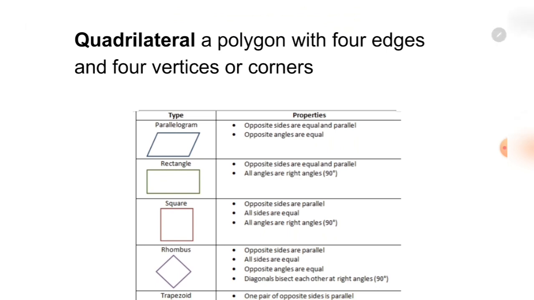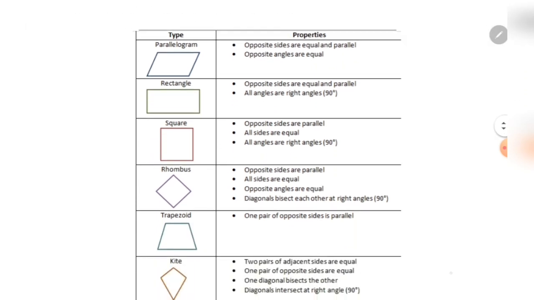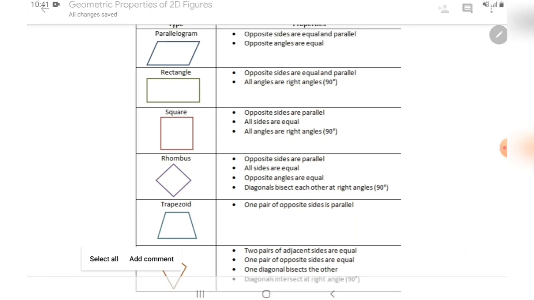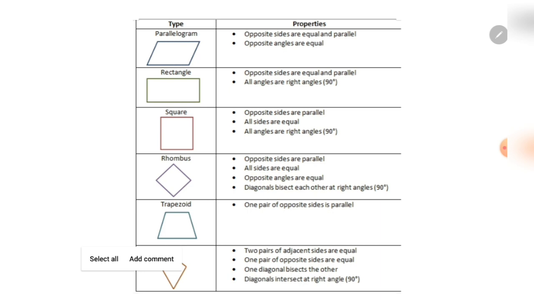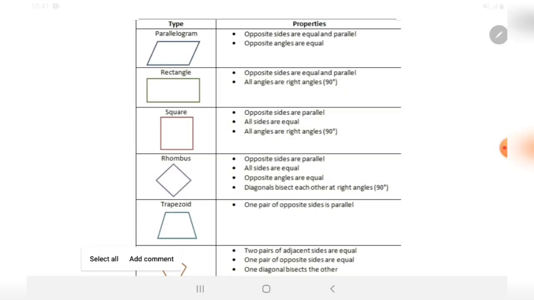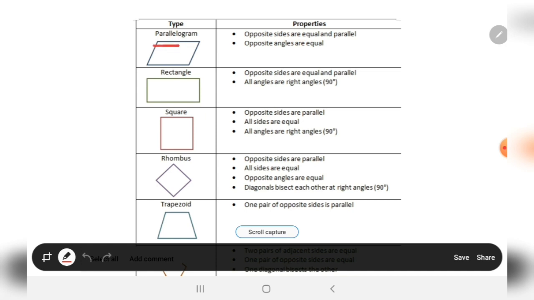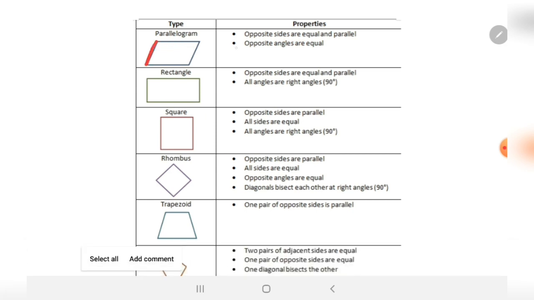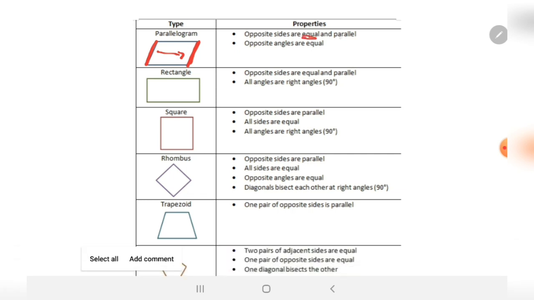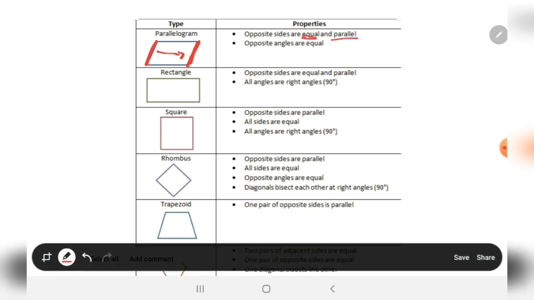Next, quadrilateral. A polygon with 4 edges and 4 vertices or corners. And we have here, there are 1, 2, 3, 4, 5, 6, so there are 6 types of quadrilaterals. First is the parallelogram. Opposite sides are equal and parallel. In here, the opposite sides, for example, this is a side. The opposite of this side is in here, right? This side. They are equal and parallel.